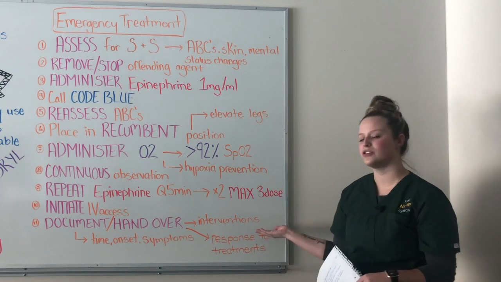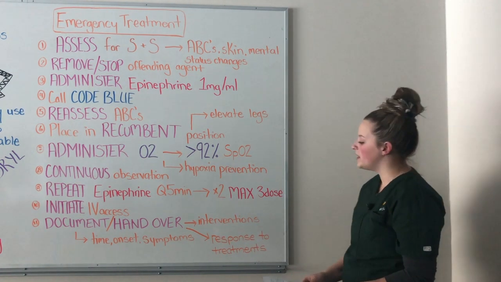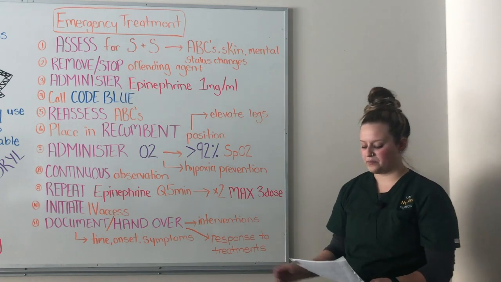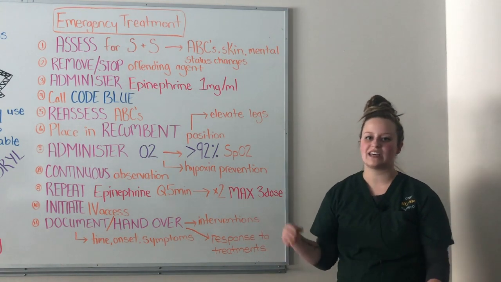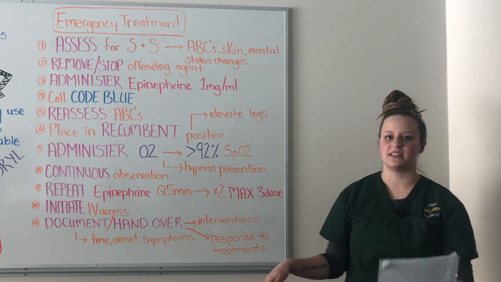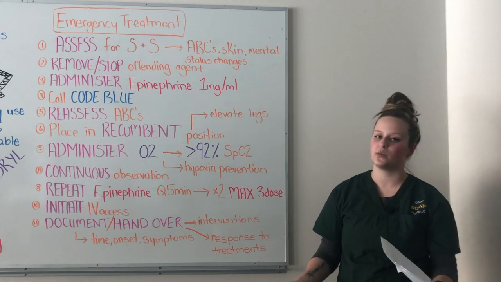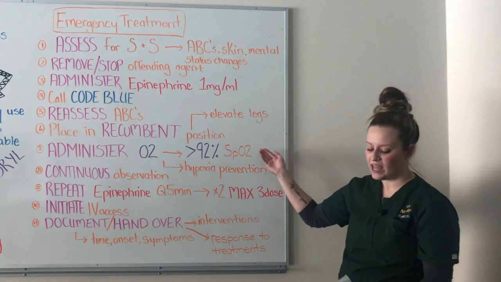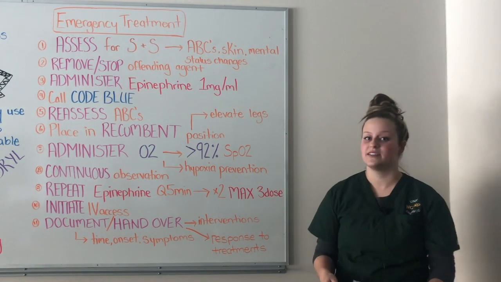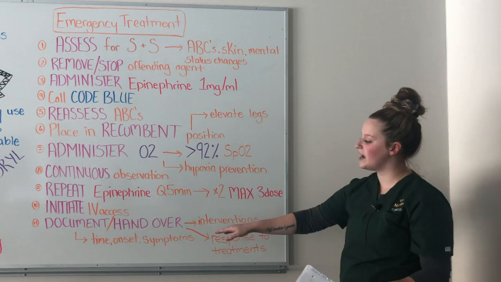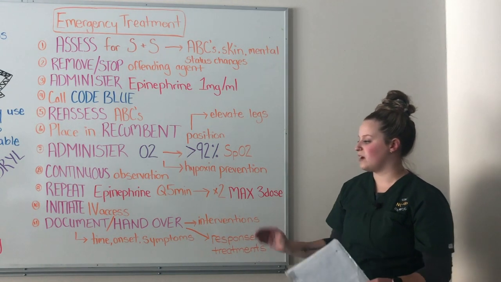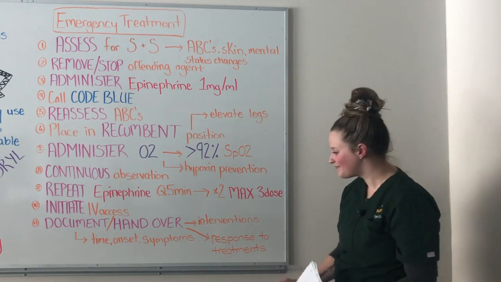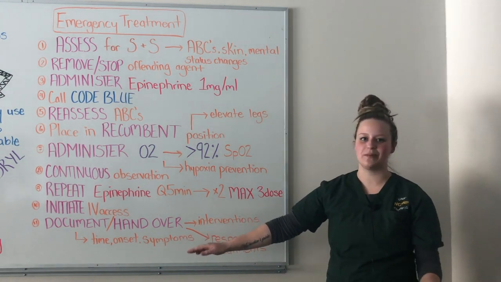So with this handover, they need to know what interventions we did. Did we give epi? Did we give O2? Have we been doing our vital signs? Have they been stable? Have they been showing that they're working or not? We want to look at if we've got them in the right position and if we stopped the agent right away. We're going to talk about the time it started and how long it's been since it started, if you're good at math. And then we're going to talk about the symptoms they presented with.